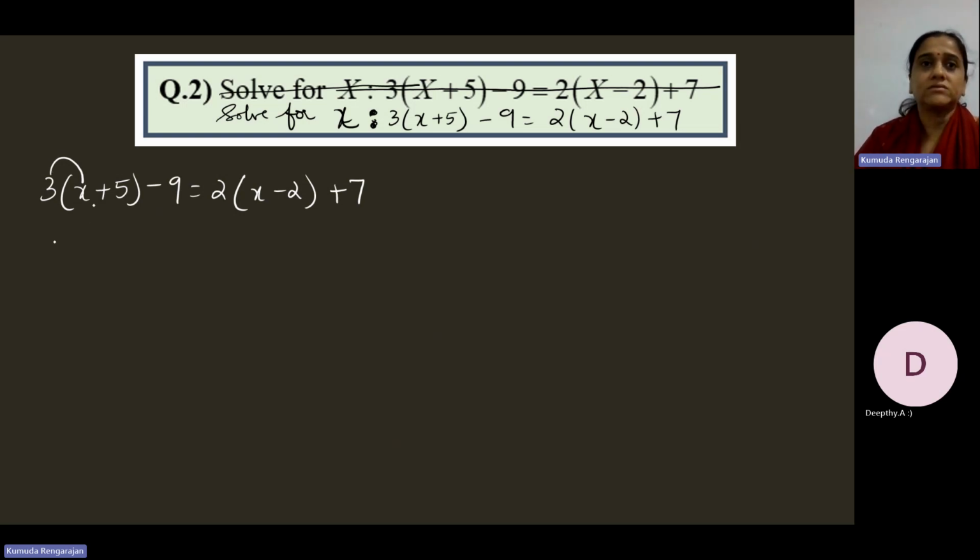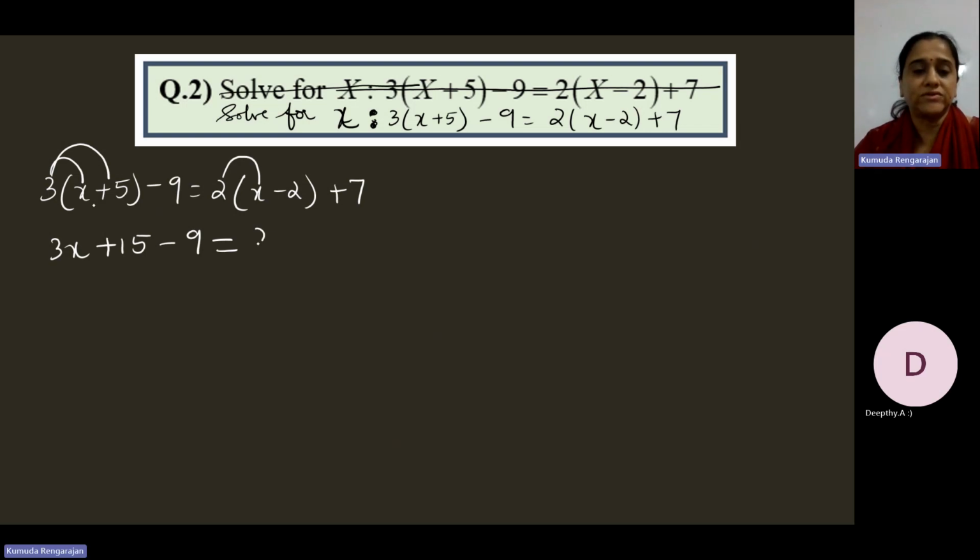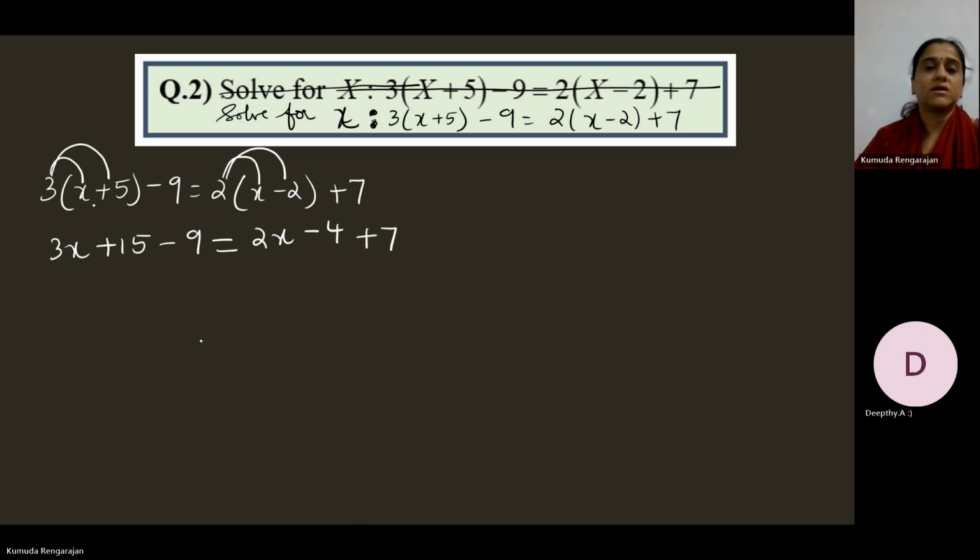3 into x, 3x. 3 into 5, so plus 15. Then minus 9 is equal to 2 into x, 2x. 2 into minus 2, minus 4. Then plus 7.